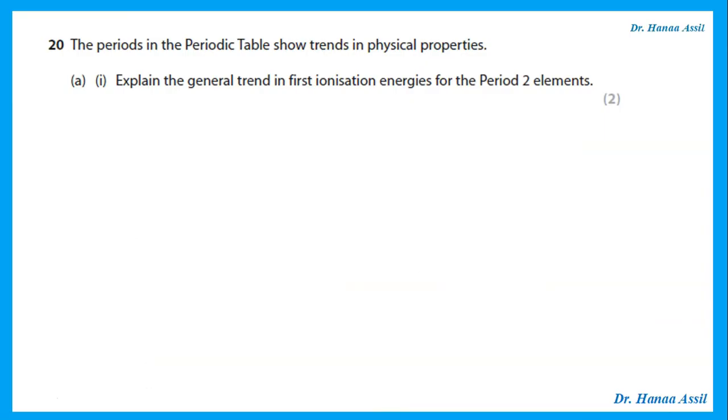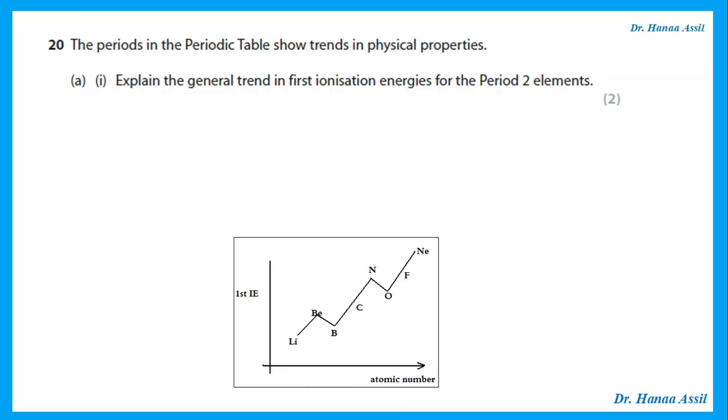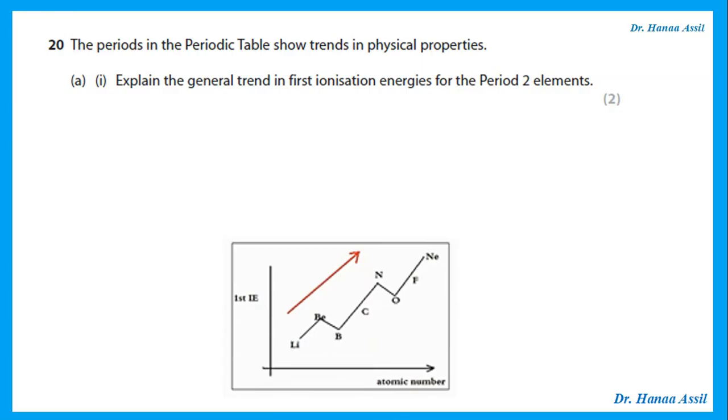Periods in the periodic table show trends in physical properties. Explain the general trend in the first ionization energies for period 2. So if we're talking about first ionization energies, what is the general trend? First of all, you will find that in general, the first ionization energy increases from left to right.